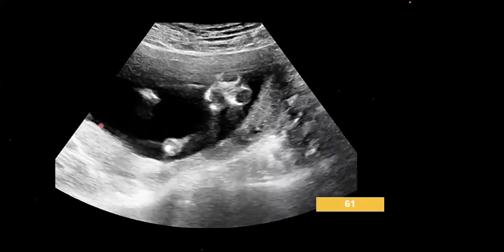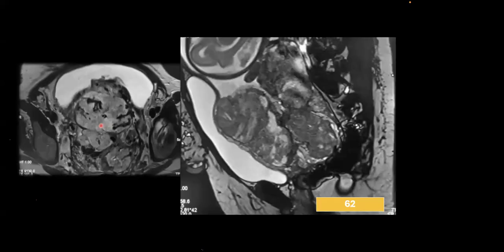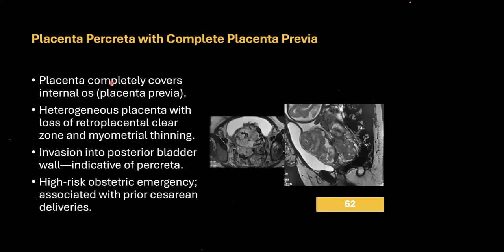Okay, swelling sign, most of you got it correct. This is frog-like appearance of anencephaly. Now this placenta is all over from posterior to anterior, covering the os completely. So complete placenta previa is there for sure. But apart from this, it is invading into the bladder wall and extending up to the bladder lumen. So it is placenta percreta with complete placenta previa.